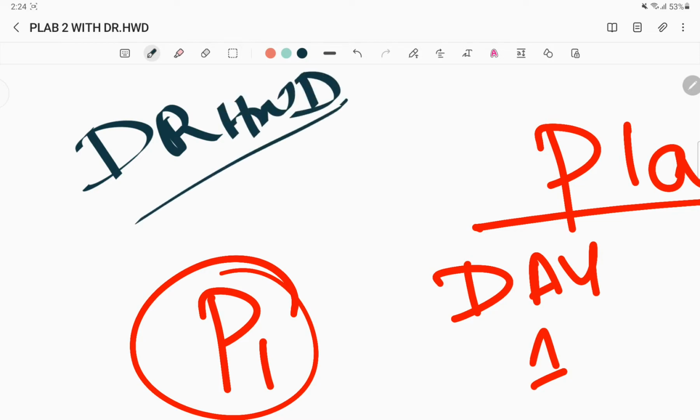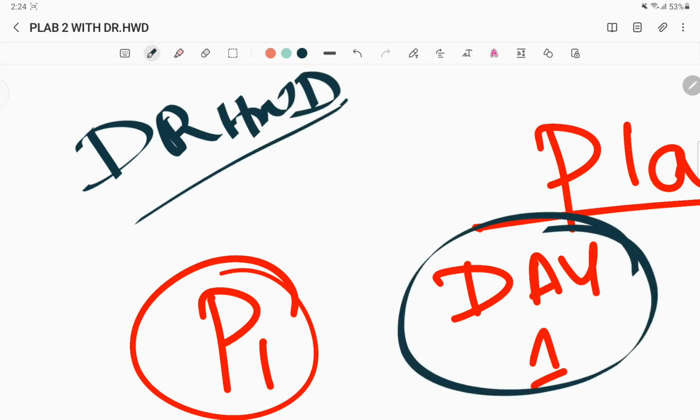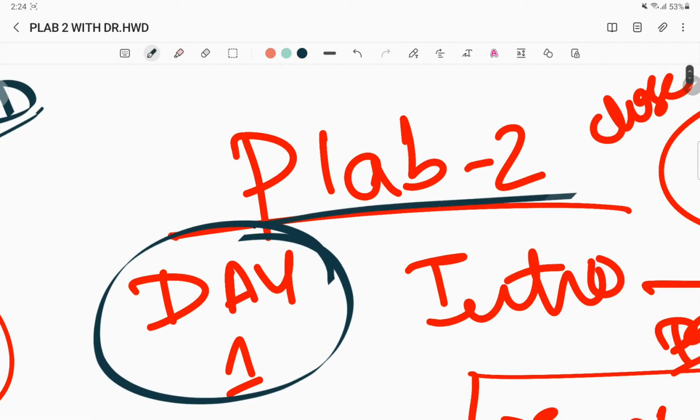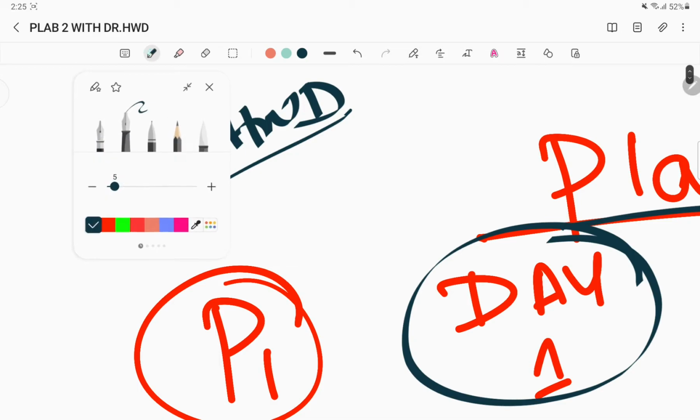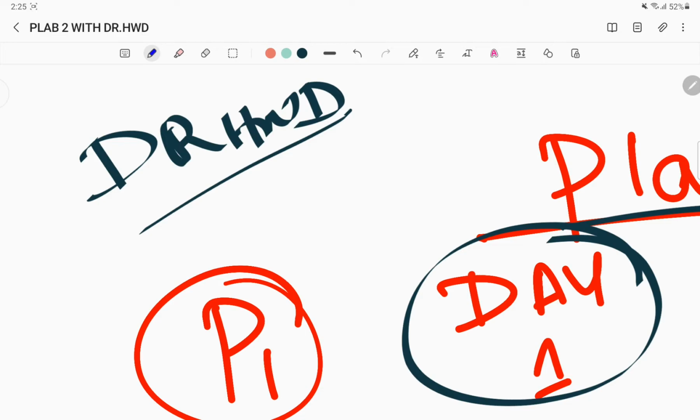Now the thing is that on day one of PLAB 2, I want you to make sure that you understand the cardiovascular system. Now you see, when you think of the cardiovascular system or the things that are related to cardiac problems, you have to think of the things from outside to in, right? Like the symptoms that they could come up with are as follows, or the conditions that they could come up with are as follows. Think of the skin.